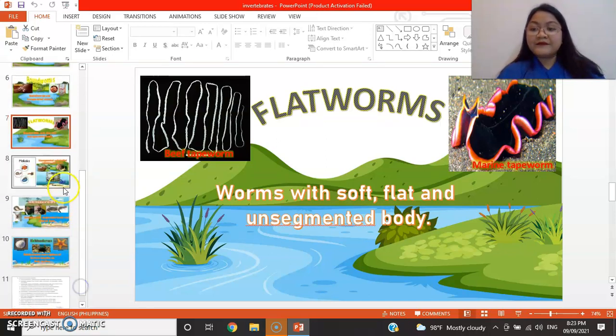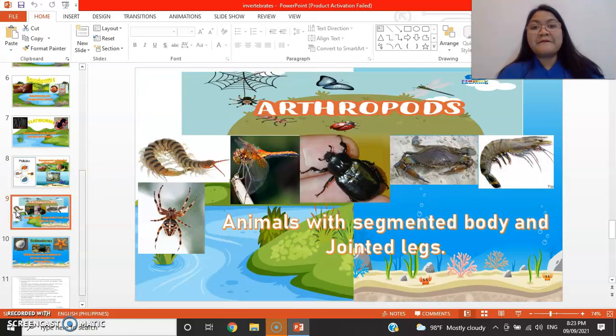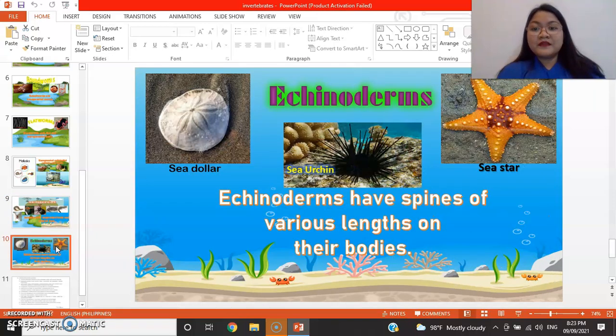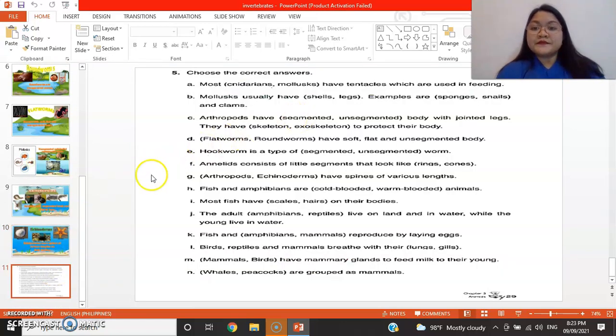How about mollusks? Very good. So mollusks are animals with shell. How about arthropods? Very good. Arthropods are animals with jointed legs. And the last one, echinoderm. What do they have? They have spines. Okay, very good.